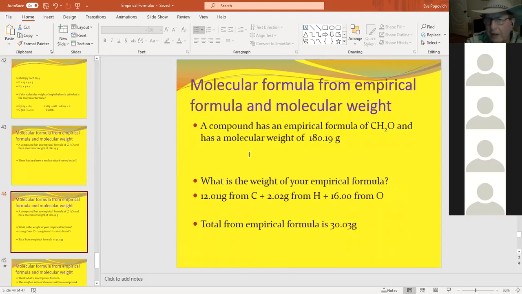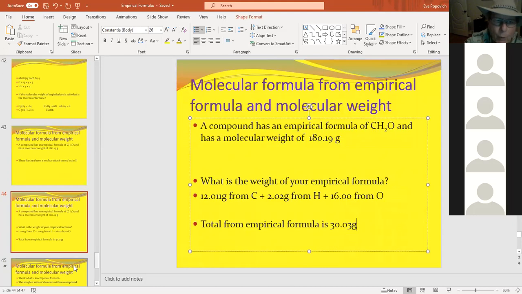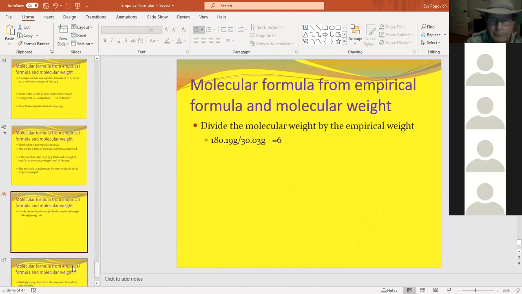So if I take CH2O, that carbon's 12 plus 2 hydrogen, 14 plus 16 from the oxygen. I've got an empirical formula weight of 30.03. At this point, I divide the molecular weight by the empirical formula weight, and I get a whole number of 6.